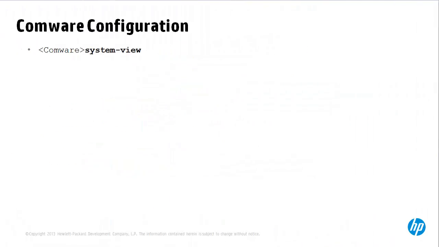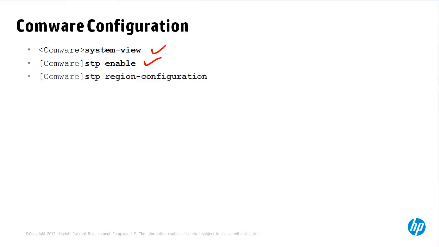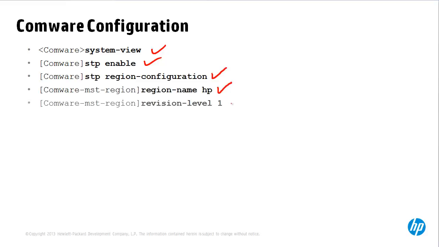So to enable multiple spanning tree on HP Comware switches, do the following. Type system-view to go to System View. Enable spanning tree. Spanning tree is not enabled by default. Go to the region configuration. Set the region name and the revision level. The revision level is just a static value that you configure. It needs to be the same once again on all devices.